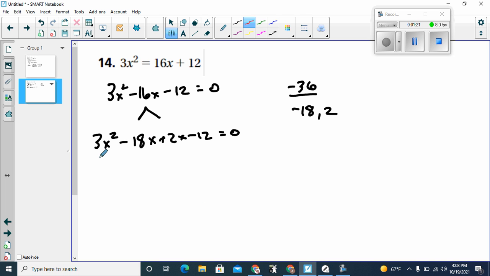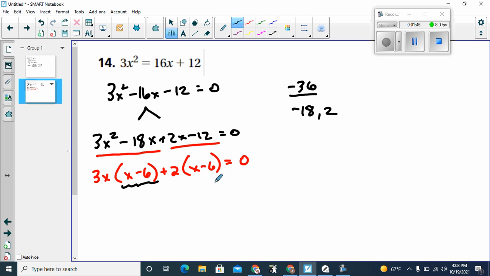So we only look at these first two terms right here. I can take a 3x out of each of those. And then we look at just the last two terms. I can factor out a 2, and it's a positive 2, so I'm putting plus 2. If I factor a 2 out of both of those, I'm left with x minus 6.